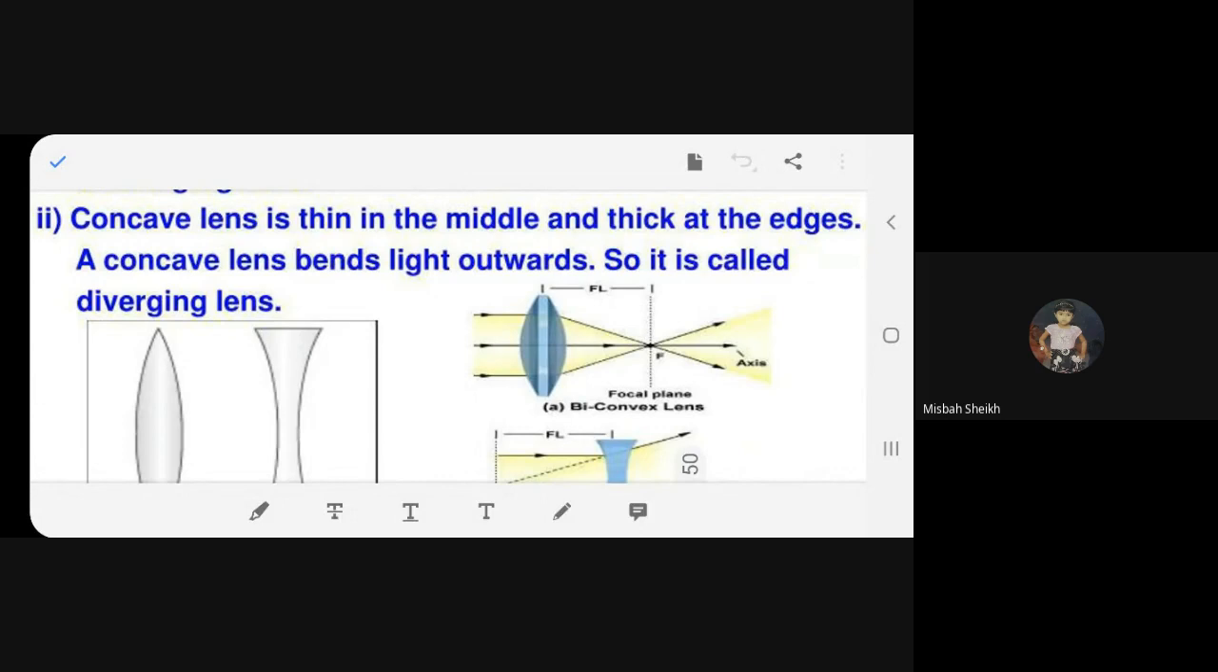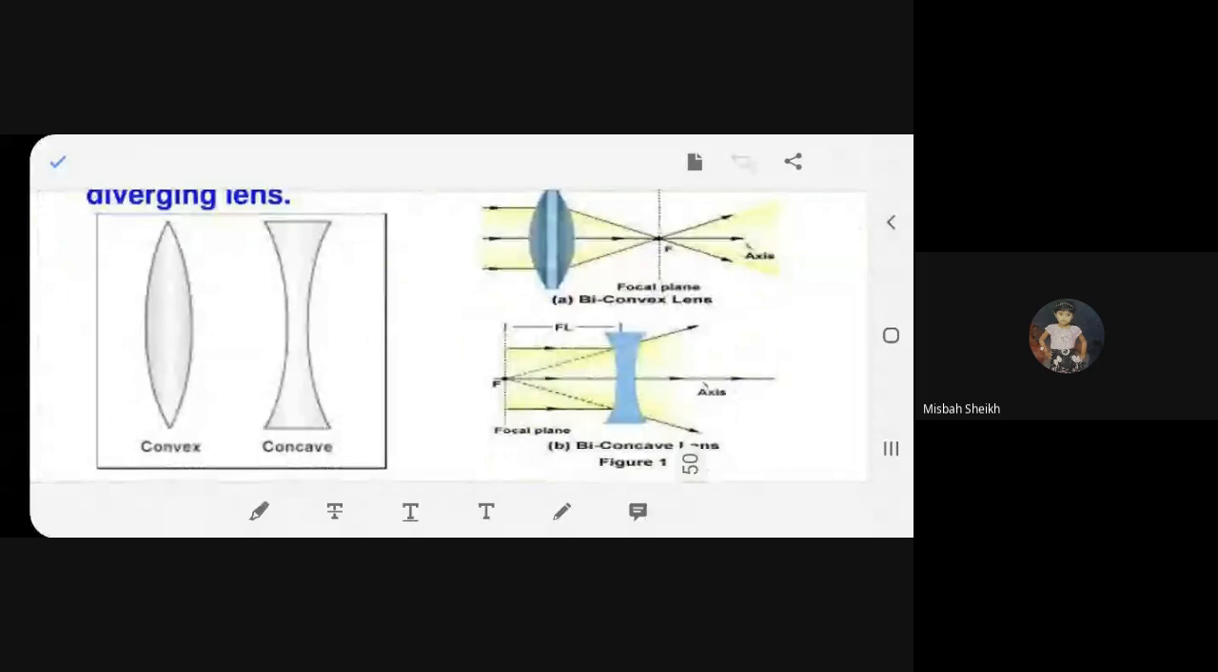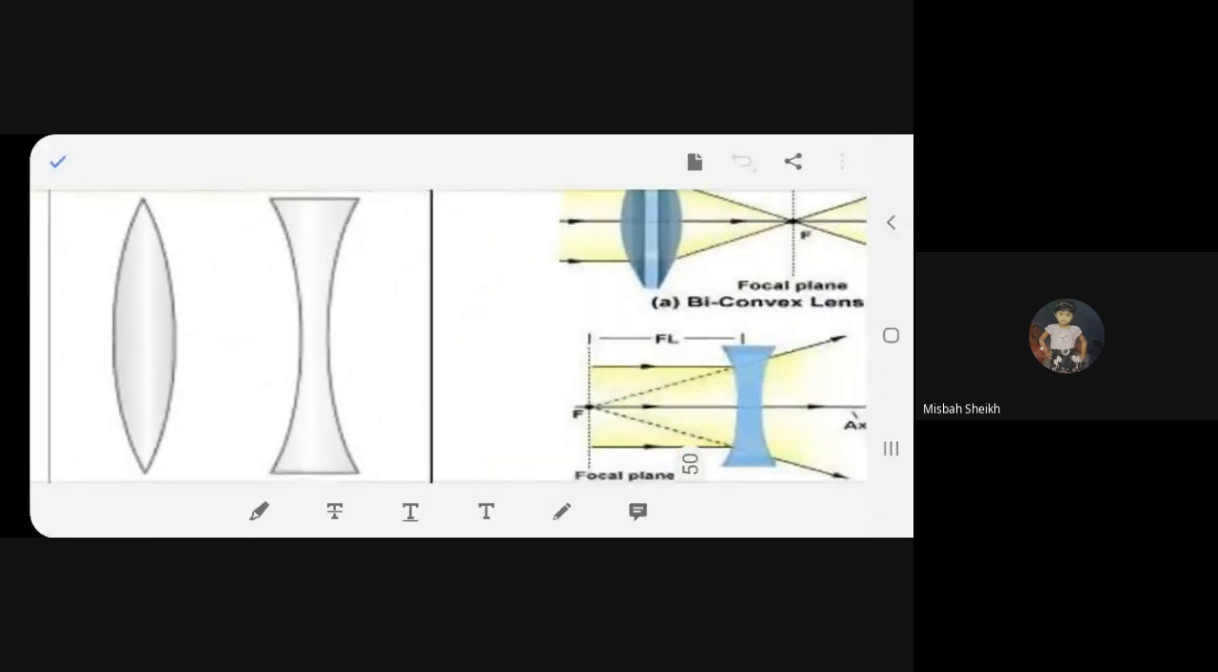Your wrists also go away from each other, but the outside of the palms are touching each other. So it will become like this. Yes or no, beta? So it is thick at the edges and thin at the center. It's just the opposite of a convex lens. You agree? Got it now? This is how you have to remember.